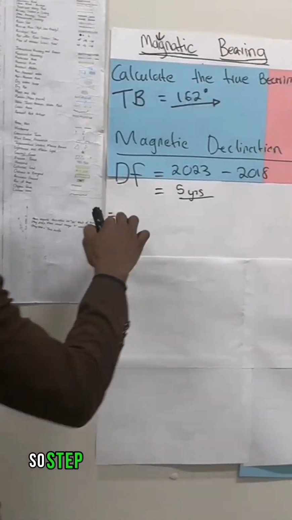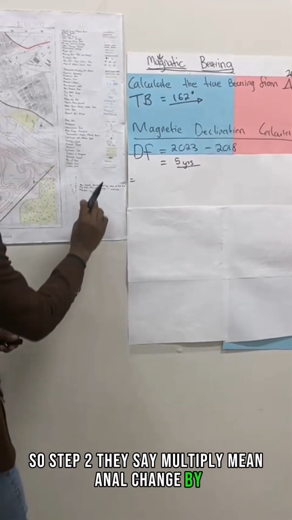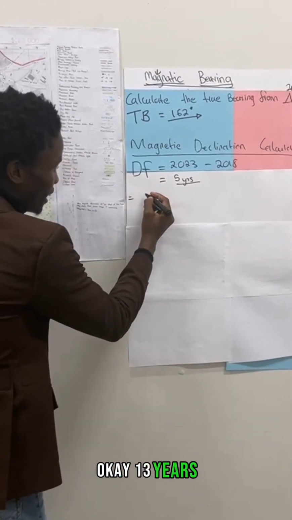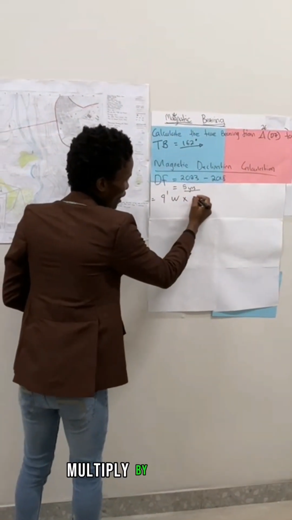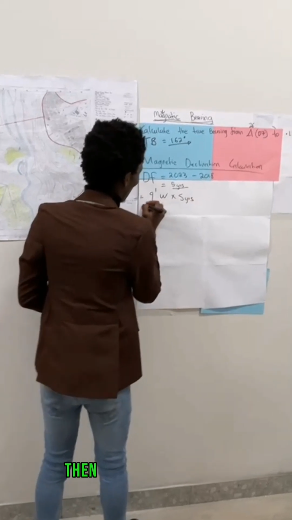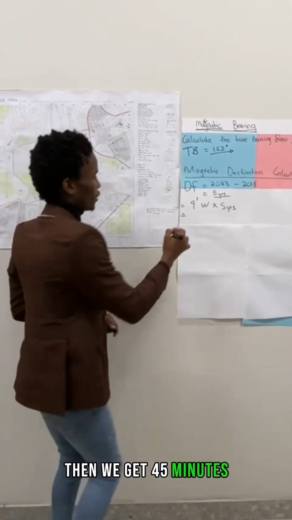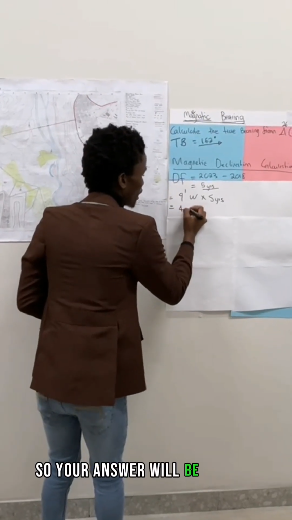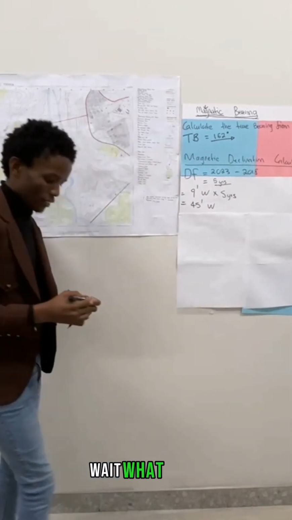So step 2, they say multiply the mean annual change by the difference in years. So we say 9 minutes west multiplied by 5 years, then we get 45 minutes. So your answer will be in what? In minutes. 45 minutes westwards.